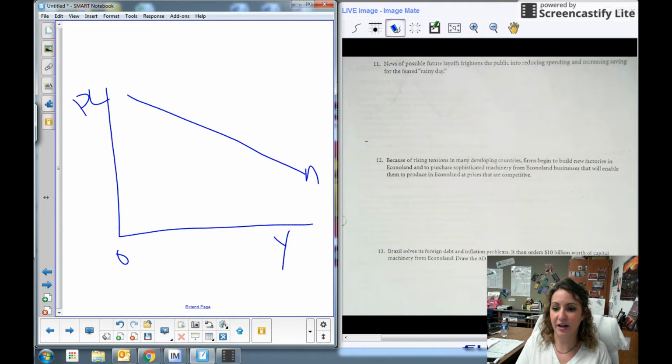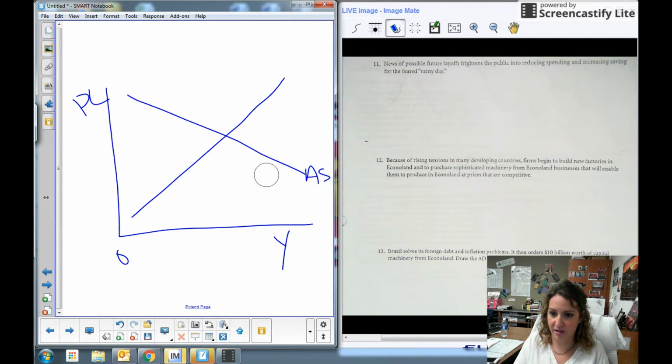And if they have new factories, then aggregate supply, I just said aggregate supply and then I wrote aggregate supply on my aggregate demand curve. Make sure you don't do that. It's best not to graph and talk at the same time, but alas.